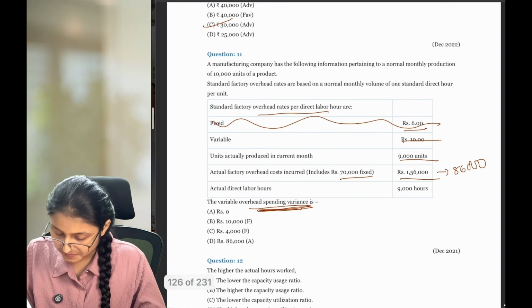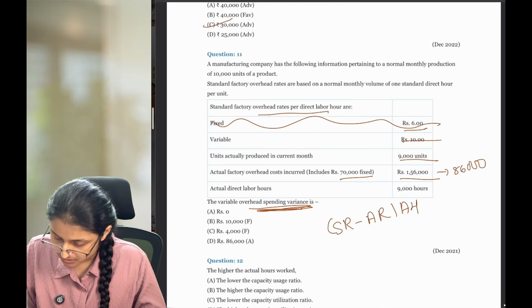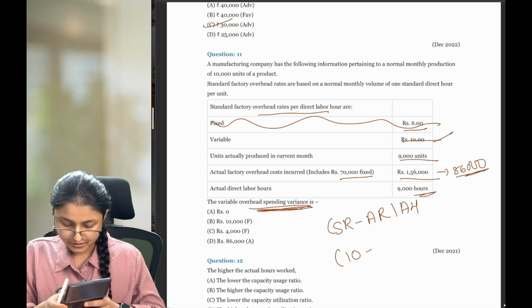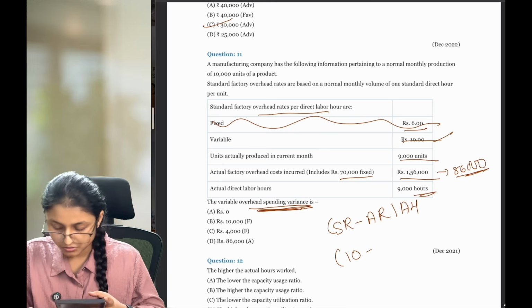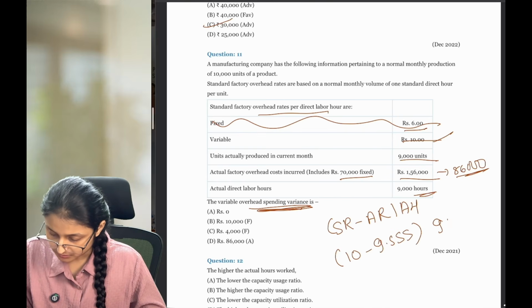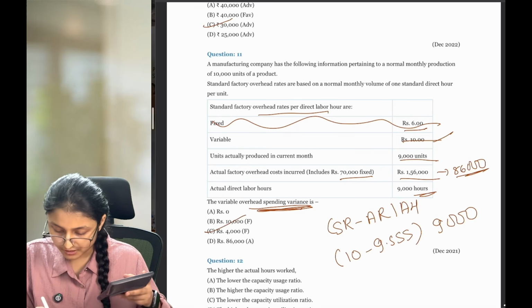So for calculating expenditure variance of variable overhead, we need standard rate minus actual rate, into actual hours. So standard rate is 10 rupees per hour, minus actual rate, which is 86,000 for 9,000 hours. 86,000 for 9,000 hours is equal to 9.555, into actual hours of 9,000. So 10 minus 9.555 into 9,000 will give you 4,000 favorable.